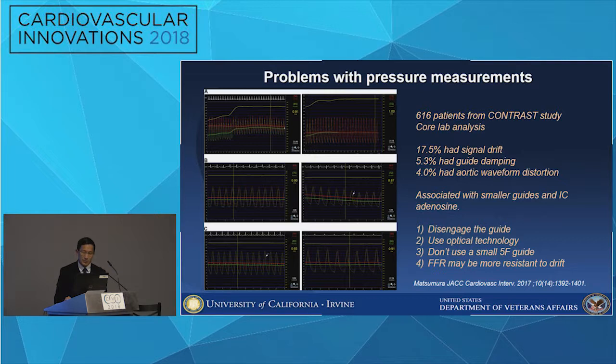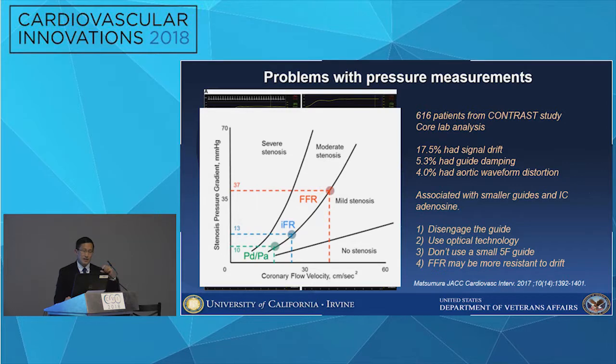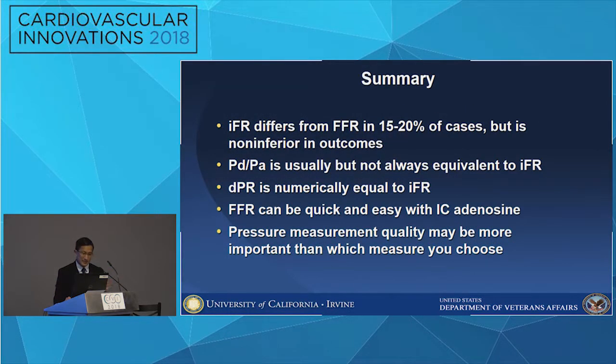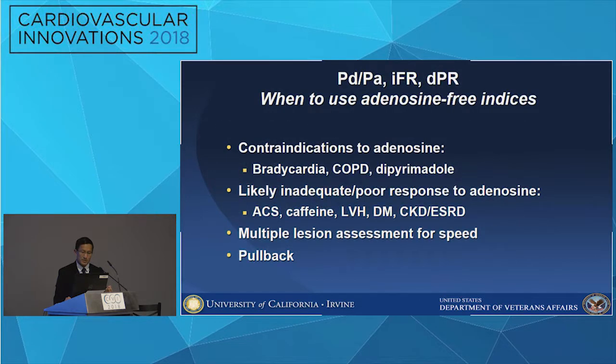So to take good quality pressure measurements, I tend to try to disengage the guides, use optical technology, don't use small guides, and potentially FFR may be more resistant to drift because it spreads the values more than iFR and PdPa. So to summarize this portion, iFR differs from FFR in 20% of cases, but is non-inferior in outcomes. PdPa is usually, but not always, equivalent to iFR. DPR is numerically equivalent to iFR. FFR can be quick and easy with IC adenosine. I do that routinely. And pressure measurement quality may be more important than which measure you choose.